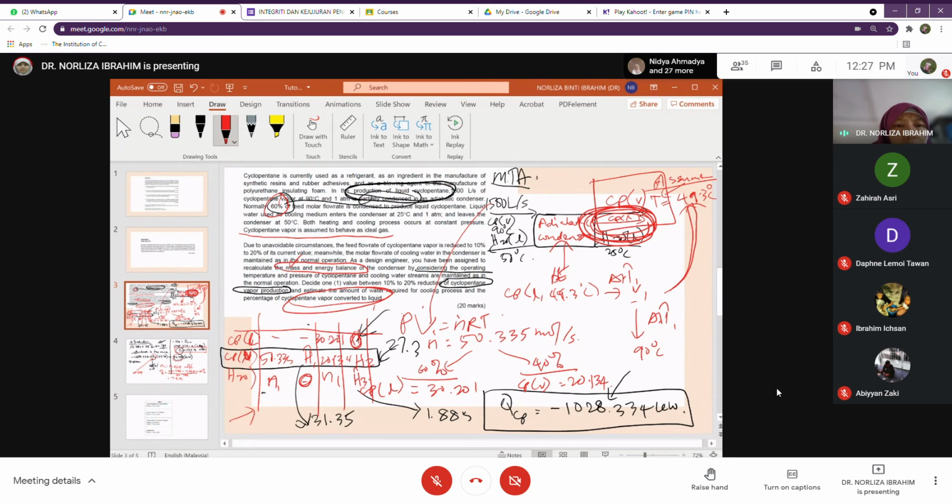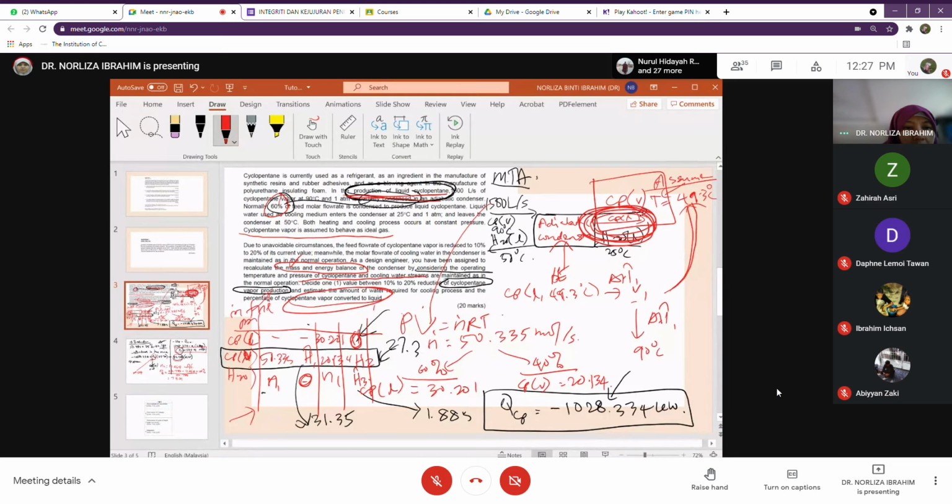This is question 1, I guess. Maybe the confusion is here, because you see, decide one value between 10 to 20% reduction of cyclopentane vapor production. It should not be vapor production because your production is supposed to be liquid production. But production here I mean in the product.